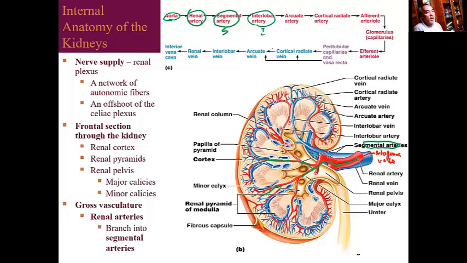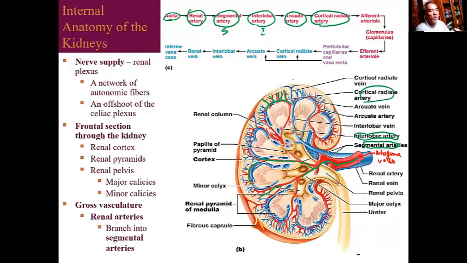And after the interlobar artery, it becomes an arc, and that is going to be your arcuate artery. So we have the interlobar artery, and then we have the arcuate artery. So they're actually creating an arc on the peripheral portion of the kidney, and then after the arcuate artery, it becomes a cortical radiate artery. So it radiates from the arc, becomes the cortical radiate artery.